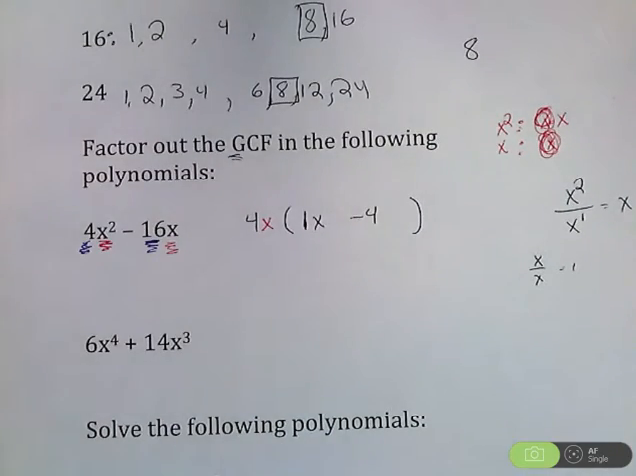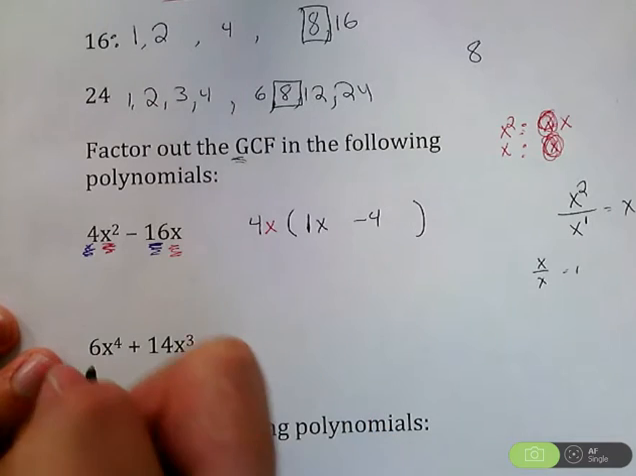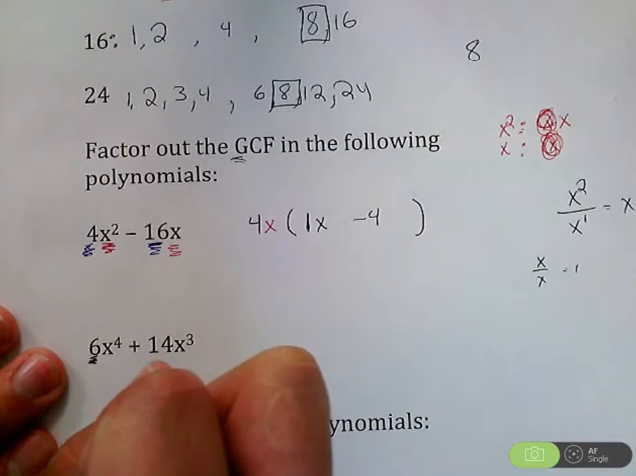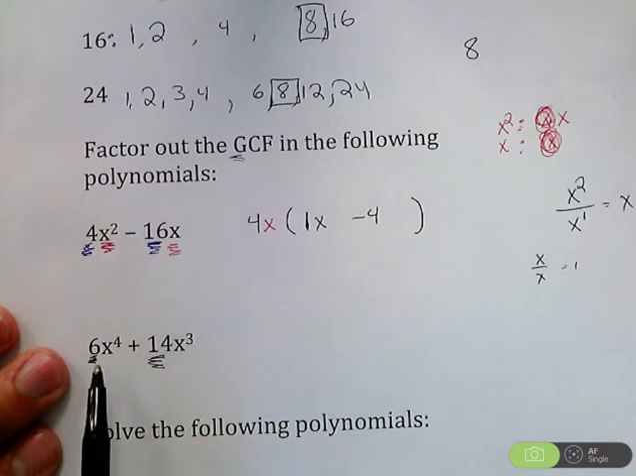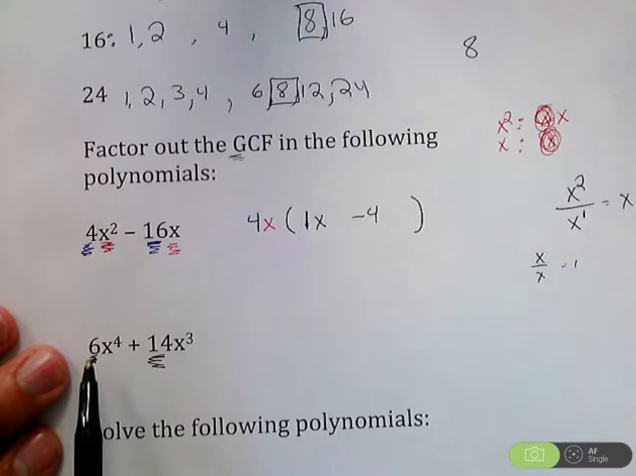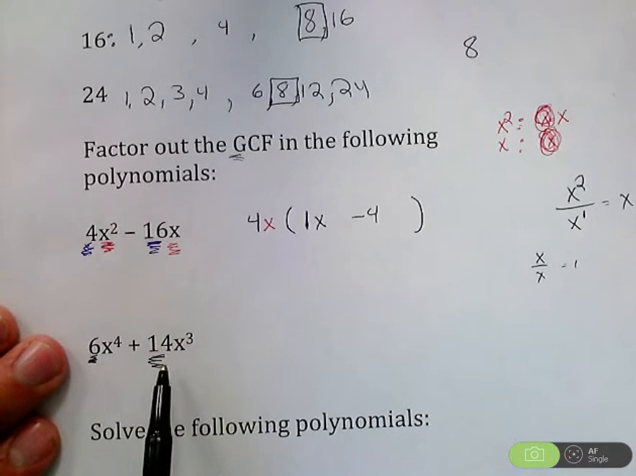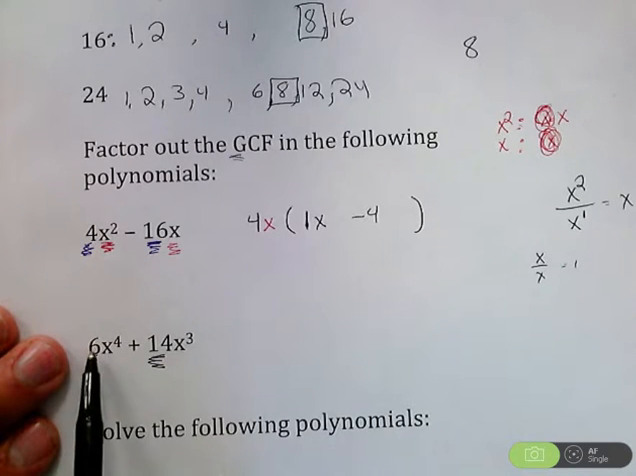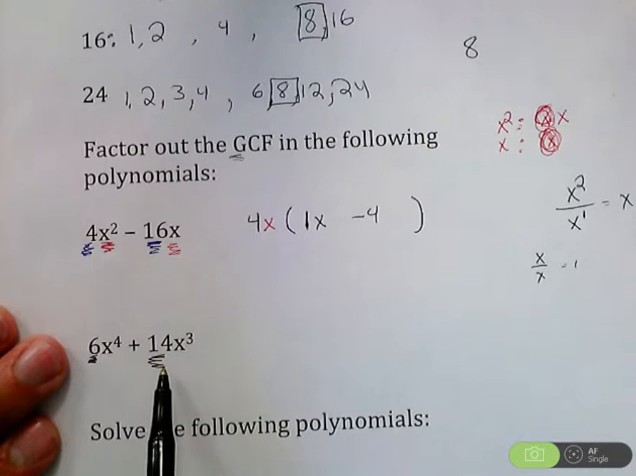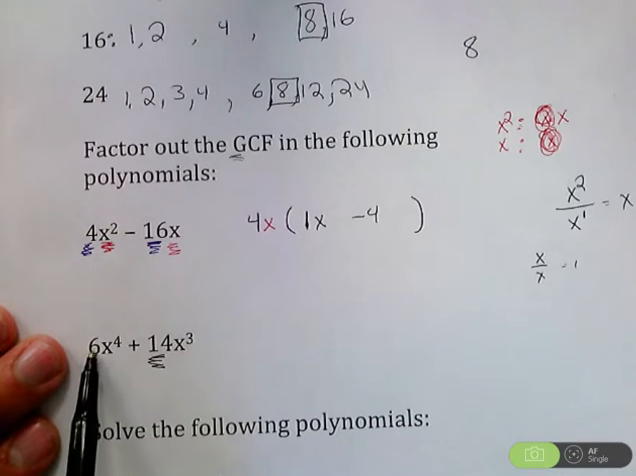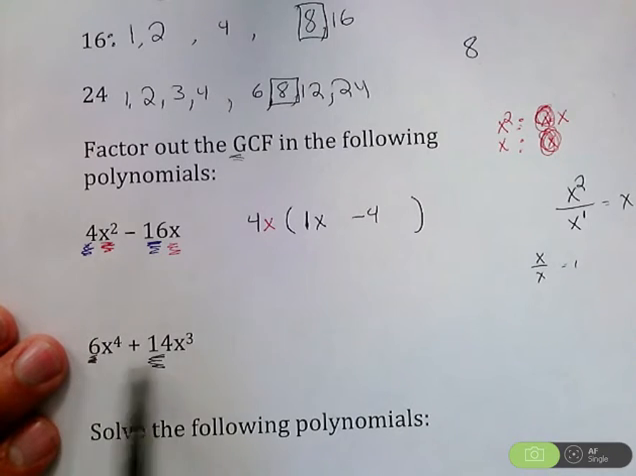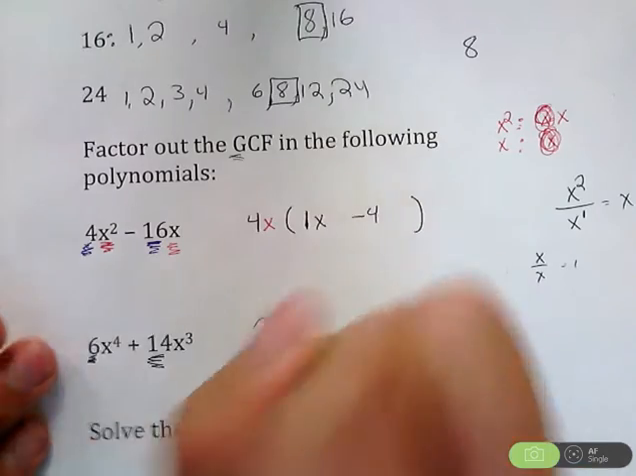Looking for the largest number that can divide into 16, that could also divide into 14. So 6 can be, or sorry, I said 16, I meant 6. 6 can be divided by 6, but can I take 14 divided by 6? No. So let's think of the next highest number that divides 6. What about 3? 6 can be divided by 3, but can 14 be divided by 3? No. So the next number, 2. 6 can be divided by 2. Can 14 be divided by 2? Yes. So I'm going to put a 2 out here.